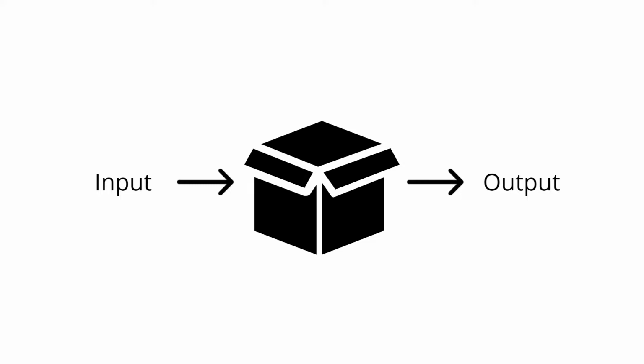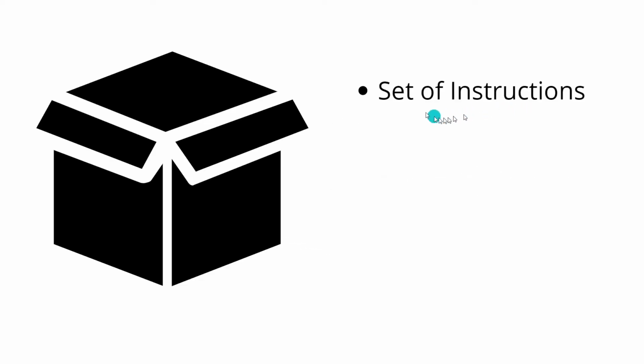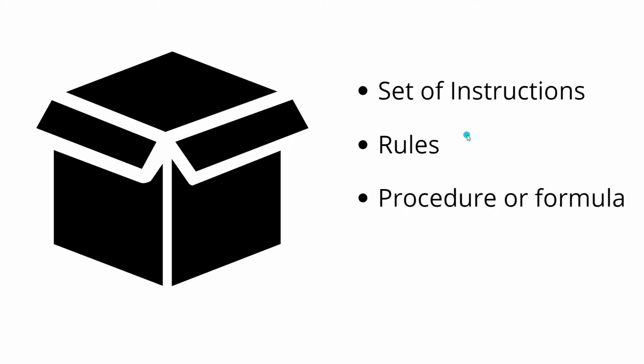It's something that converts an input to an output. Here, the black box in the center is actually the thing that converts the input to output. So what's inside this black box? Let's see. It can be a set of instructions in order to do a particular task, or rules that we need to follow in order to achieve something, or a procedure or a formula that we need to follow in order to get a particular result. So our end goal here is to accomplish something or solve a problem.